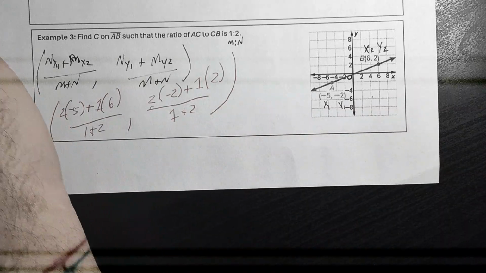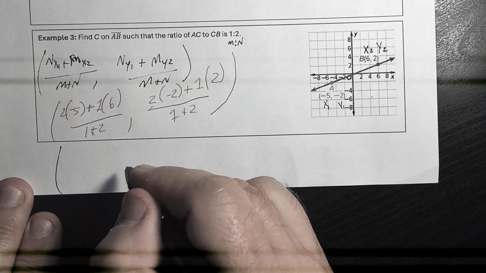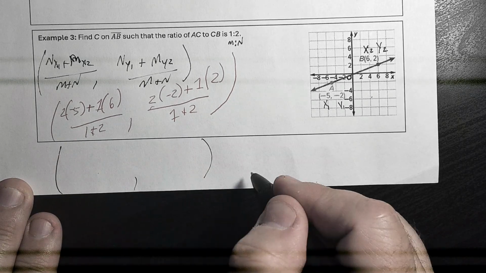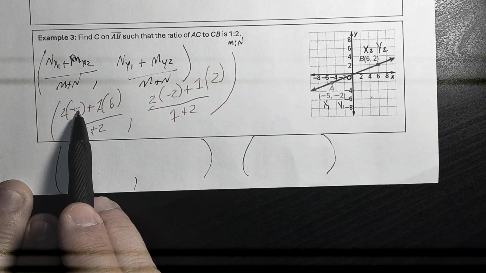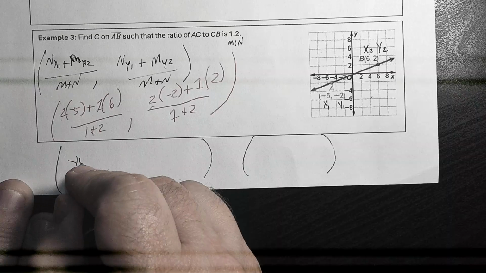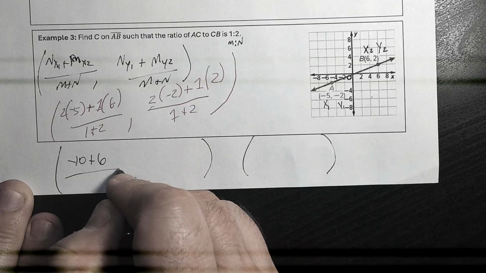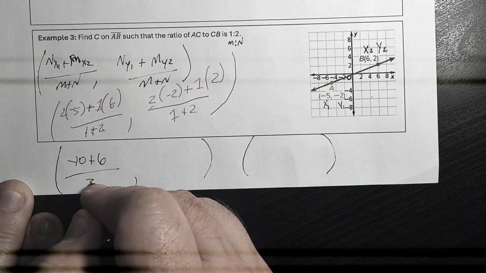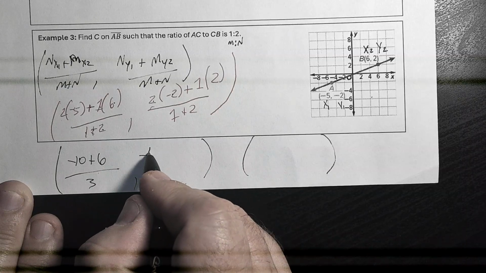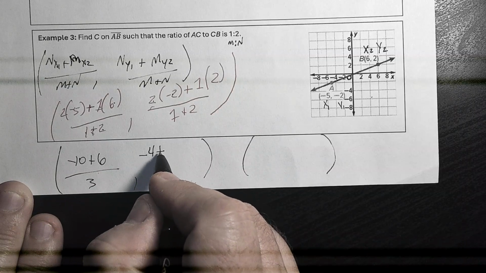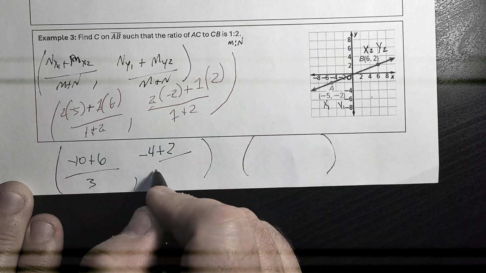All right, let me move over here. Let's do this way. We're gonna do more math here and then try to have our answer here. How about that? All right, so 2 times negative 5 is negative 10 plus 1 times 6 is 6 divided by 1 plus 2 is 3. Moving over, 2 times negative 2, negative 4 plus 1 times 2, 2 divided by 3.